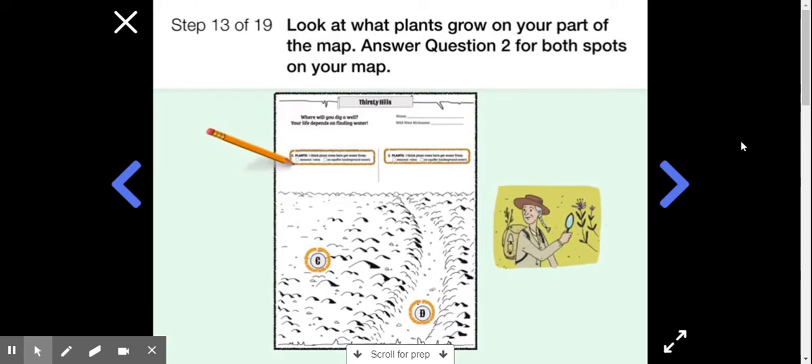Look at what plants grow on your part of the map. Answer question 2 for both spots on your map. Now you're going to have to go through this on each of the maps since you're working independently. So go through each of the maps and now do question 2 about the plants.